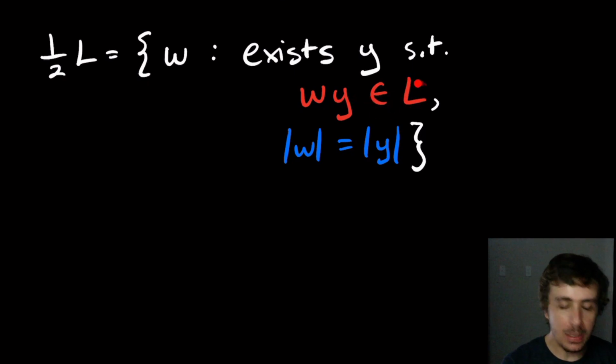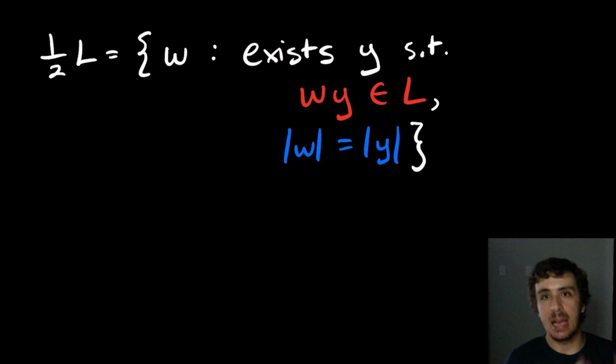So effectively, we're going to throw away any string from L that is of odd length, only keep ones of even length, and of the even length ones, we take away the second half of the string, and we keep the first half of the string. That's what half of L is.